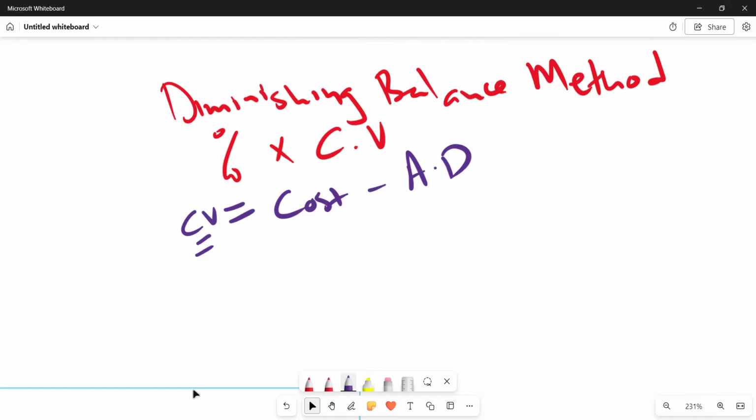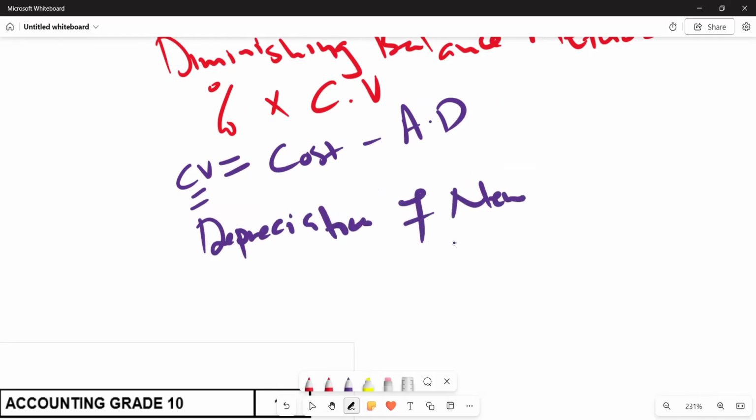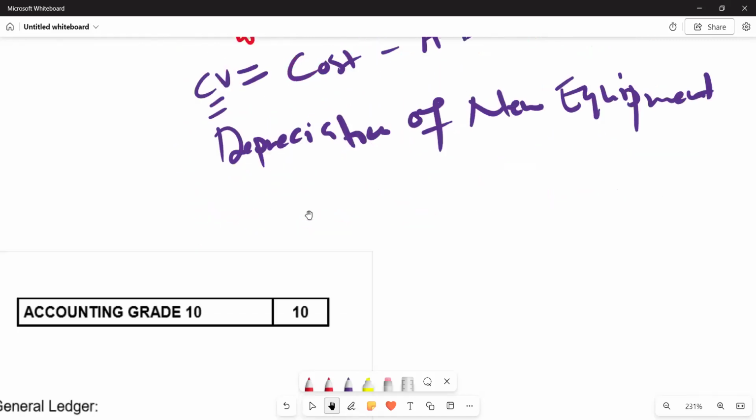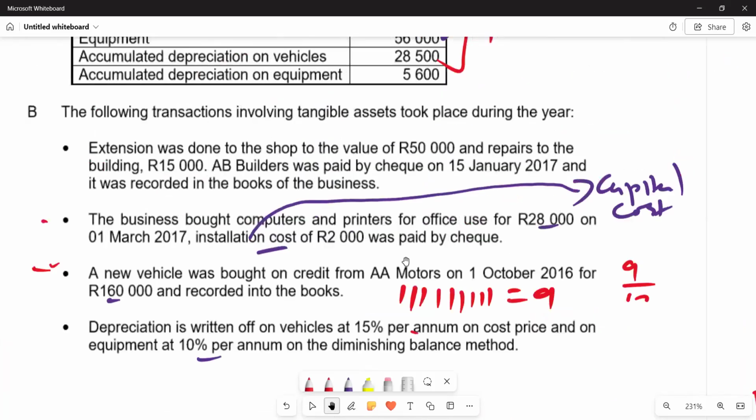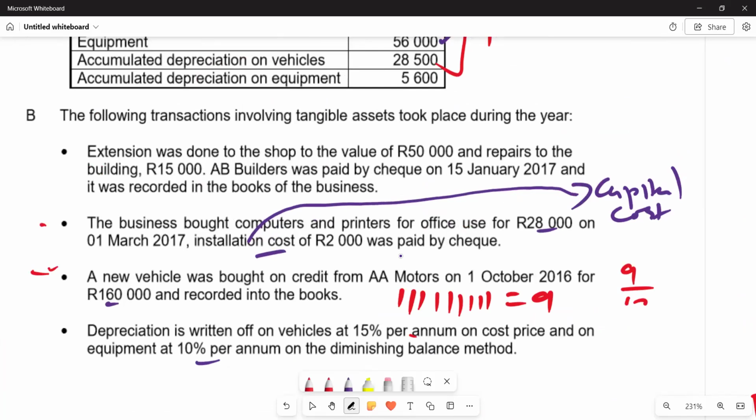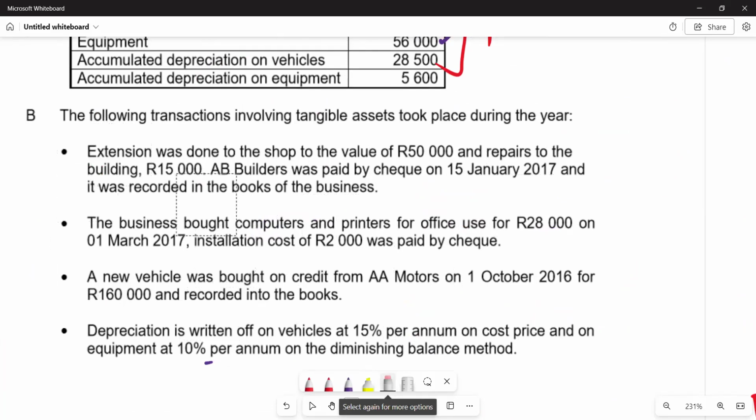But we can start by calculating the depreciation of new equipment. So depreciation of new equipment, first of all, remember, this is new equipment, so already there's no depreciation for that equipment. It's starting to be bought, starting to enter the business. So what we are saying is we are just going to see when was that new equipment bought.